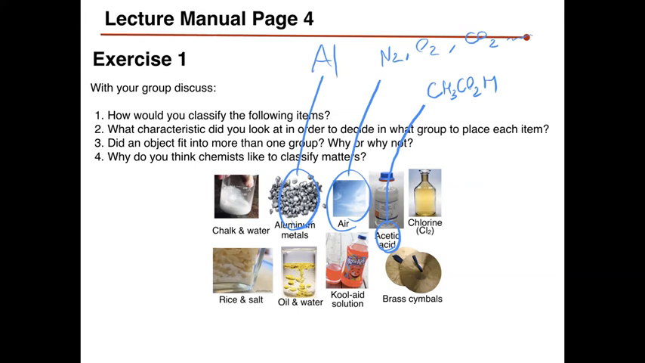Brass is composed of copper and zinc. Kool-Aid, you probably know that already. It contains sugar, dye, and things like that. So let's take a look at this real quick. Let's pause the video and group these, and then resume the video again when you finish.